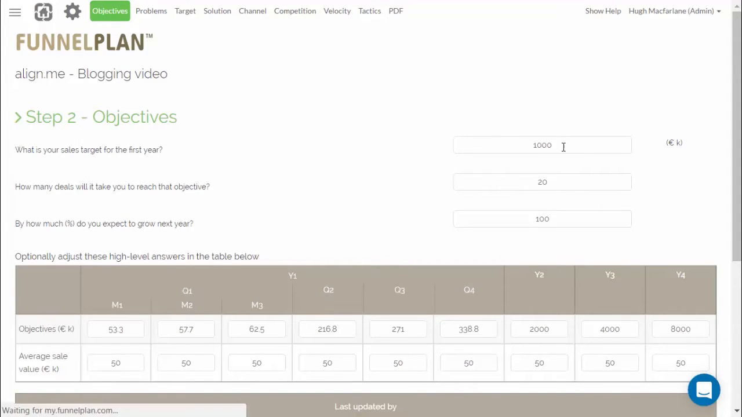We'll set our objectives at €1,000 in the first year. We're going to get that from 20 deals, so obviously they're €50,000 each. We're going to grow at 100%.